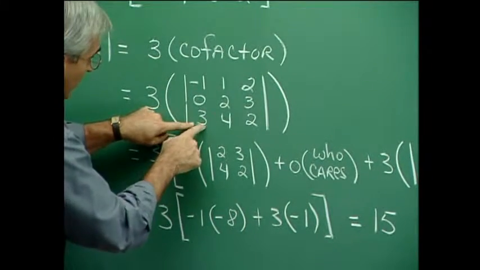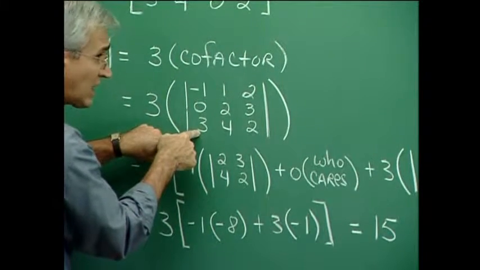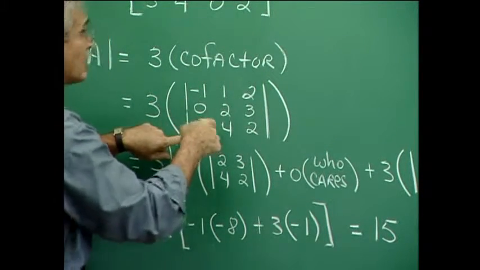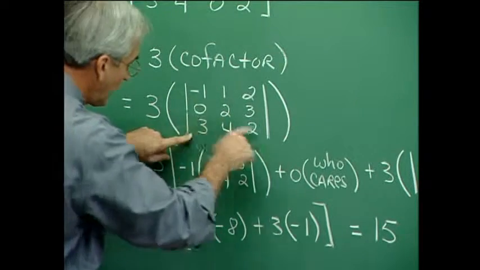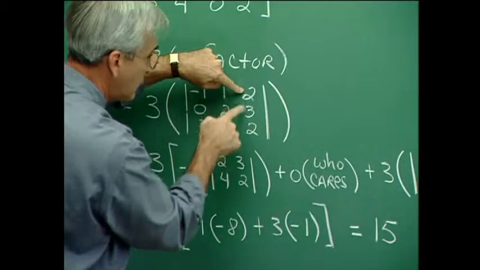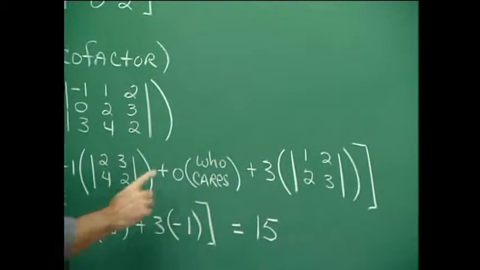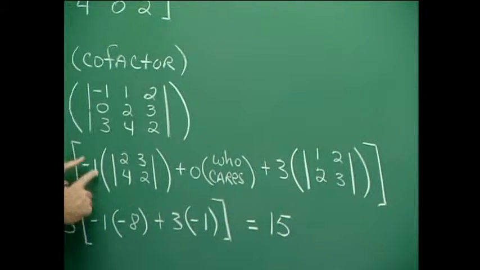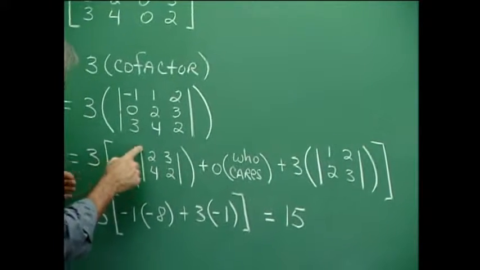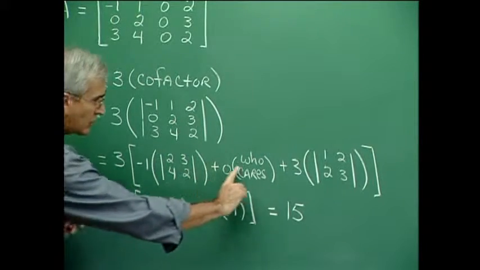And then I'm continuing down, 3 times. Now the sign pattern for the 3 is plus, minus, plus. So it's 3 times plus some determinant. The determinant is the 1, 2, 2, 3. And here's the 1, 2, 2, 3. So here's what we have. Now this rascal goes out, and we have negative 1 times 4 minus 12, which is negative 8. And then skip this.